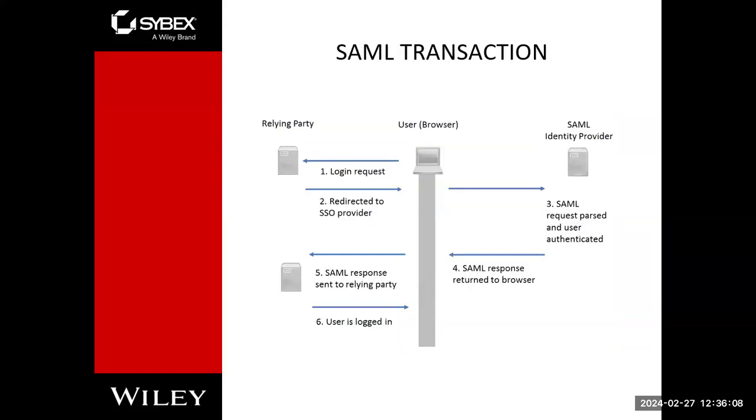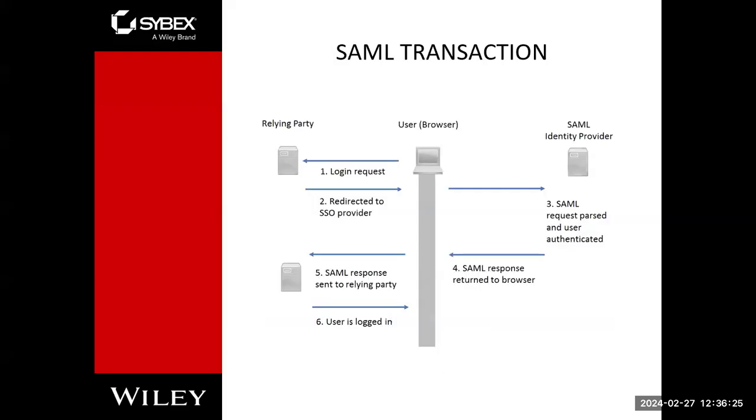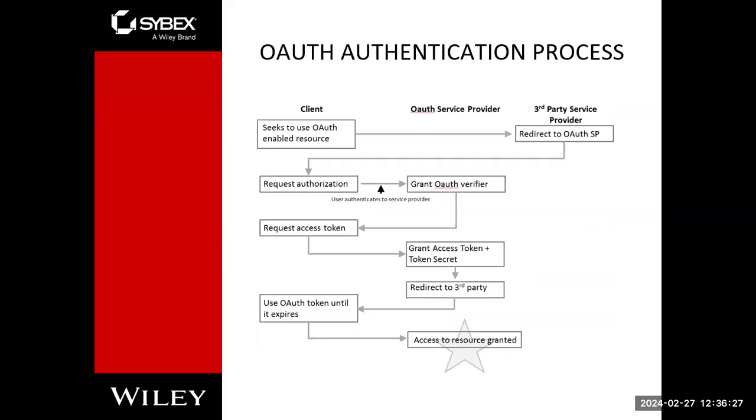So SAML, which is typically used in email. This shows kind of a general methodology for checking identity. And then we go into OAuth as well. So you can see they're kind of similar to one another. There's a lot of back and forth for token checking, identity checking.